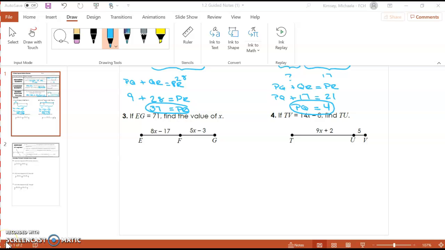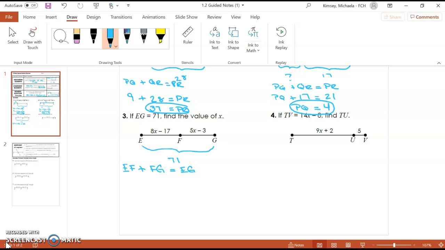Okay, so for number 3, EG is this entire segment, right? And this entire segment is equal to 71. We have that EF is equal to 8x minus 17, and then we have FG is equal to 5x minus 3. So let's set up our equation. We know that EF plus FG is going to give us EG, right? So if I just added these two segments together, it's going to give me the entire thing. That's all I'm saying. Okay?